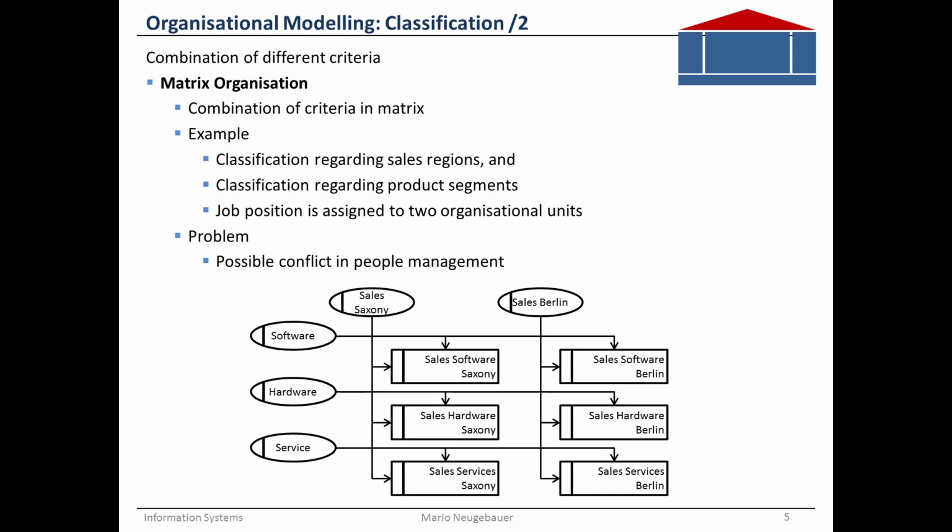So making a better defined structure, a reporting structure, maybe avoids conflicts in people management for this matrix organization. But nevertheless, matrix organization can benefit from this kind of interdependencies, like the connection to the other kind of departments.